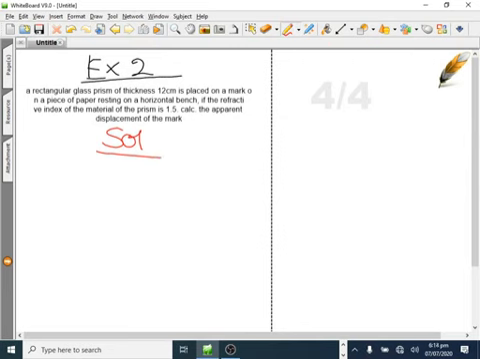We've known that our apparent displacement equals our real depth minus our apparent depth. Apparent displacement equals real depth minus apparent depth. Now let's go into this and look at the parameters we have.